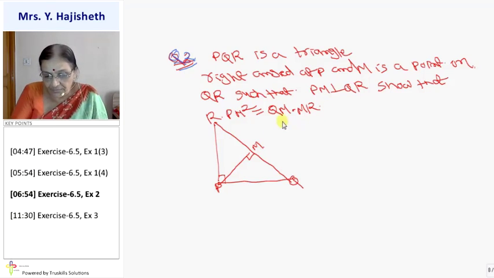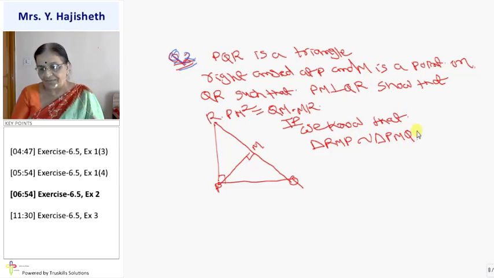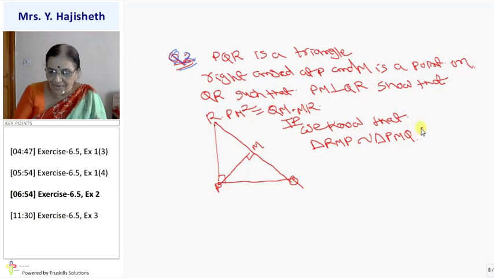So to prove this, what will we do? We know that by theorem, triangle RMP is similar to triangle PMQ. We can take it directly by theorem.